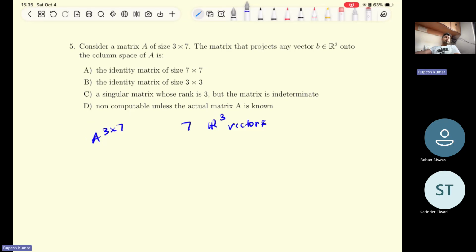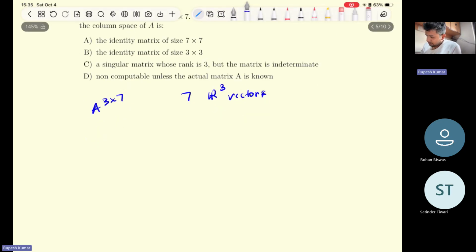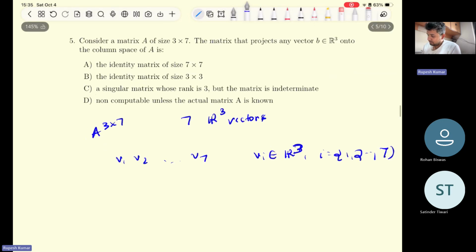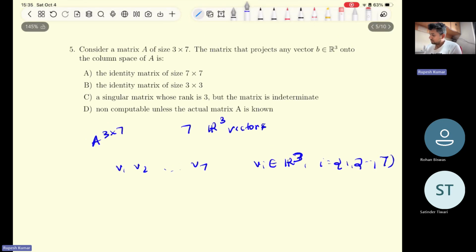So basically we want to project, consider it like this. You have 7 3-dimensional vectors, V1, V2 up to V7, where each Vi belongs to R3, i equals 1 to 7. And the question is, can we project any vector b in R3 onto the column space of A?